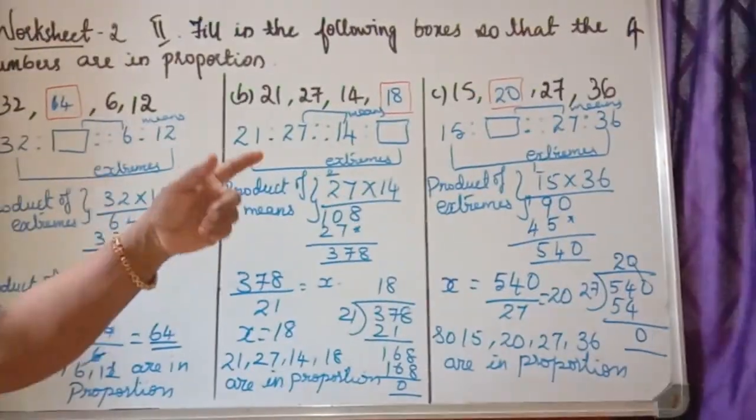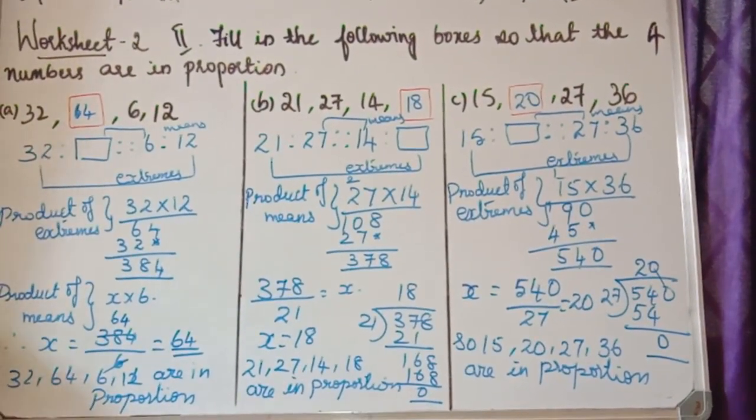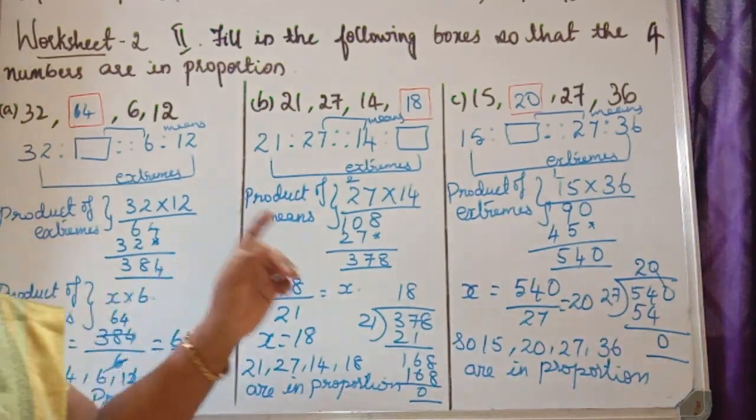Now there are 4 sums in the second main, children. I solved 3 sums. The fourth sum I gave as homework. You do and practice.